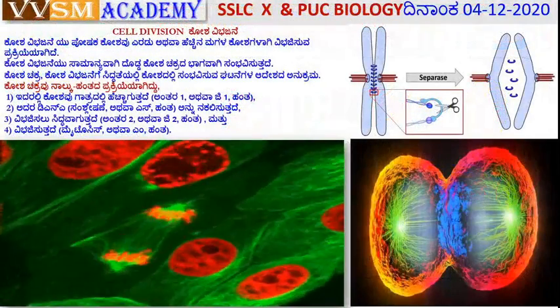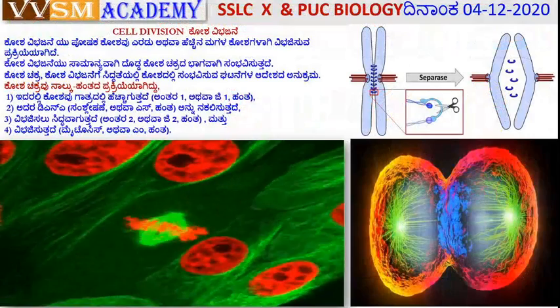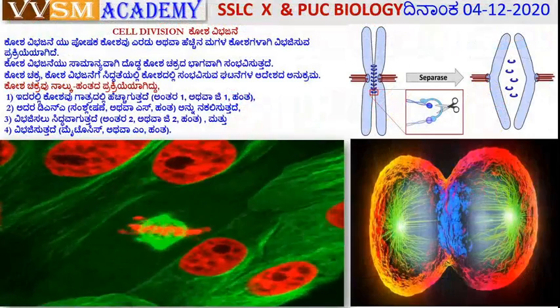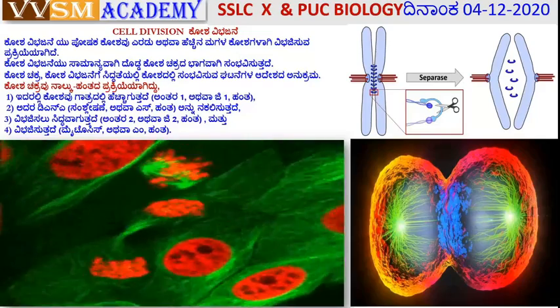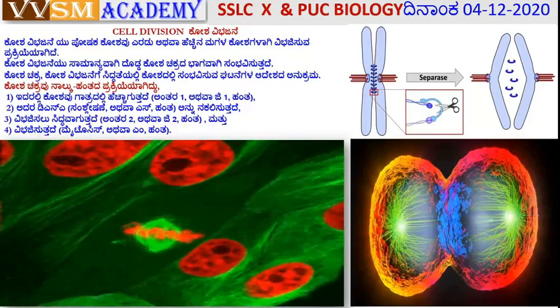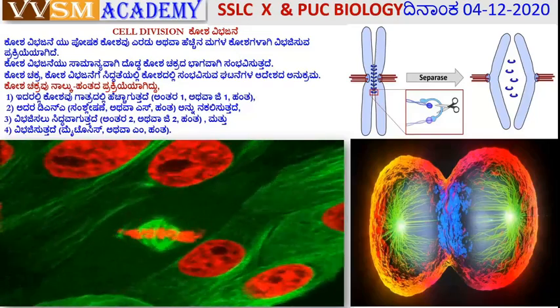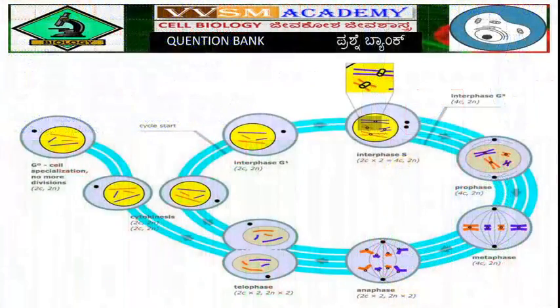Now, coming to cell division, my dear friends, the cell divides in different ways. Cell division is a very important phenomenon in cell biology. You can come across cell division in different ways here. It starts from the cycle. The cell division is a cycle, that is interphase G1 and G2, 2C 2N.